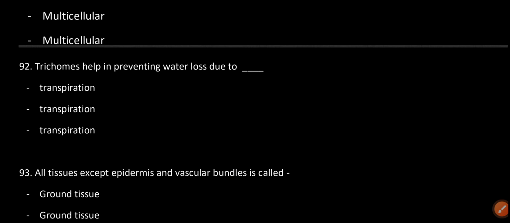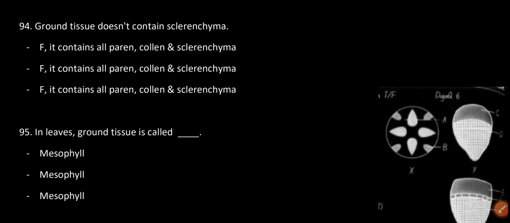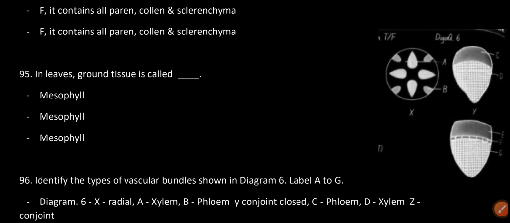Ground tissue doesn't contain sclerenchyma. False. It contains all: parenchyma, collenchyma and sclerenchyma. That is, ground tissue has all these three.